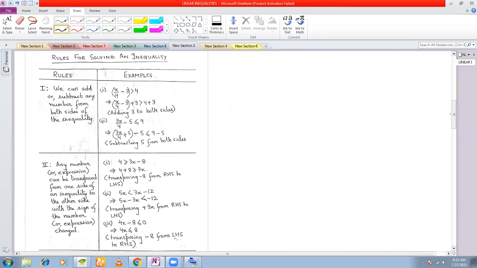Now, the rules for solving you already know, so let us go over these rules once again. The first rule is that we can add or subtract any number from both sides of the inequality. Suppose you have x minus 3 greater than 4. I want to remove this constant from here, so I add 3 to both sides. This minus 3 plus 3 will cancel, so you simply get x greater than 4, plus the extra 3 I have added on the right side also.